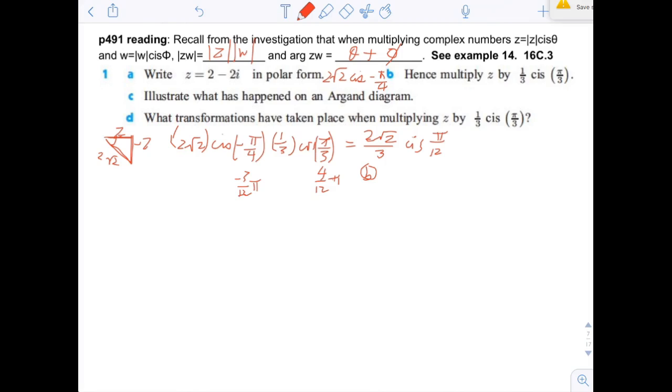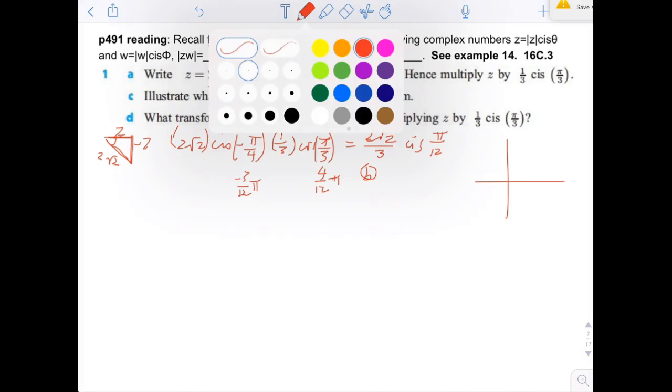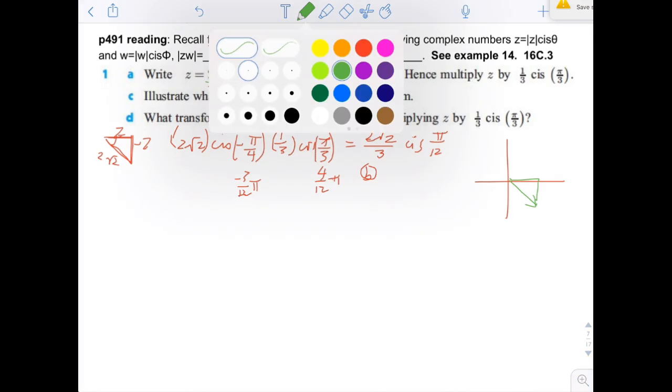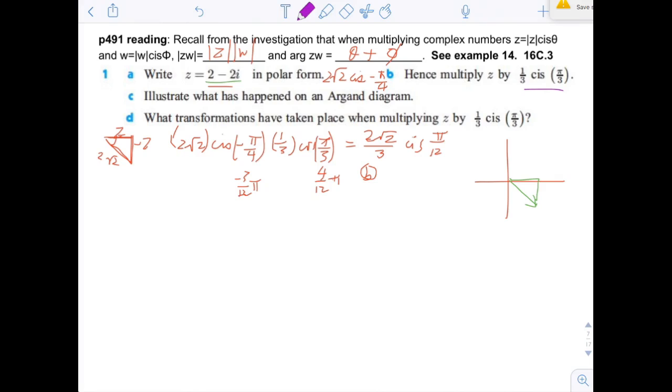Next one, illustrate what has happened on an Argand diagram. Okay, so first I'm going to draw 2 minus 2i on an Argand diagram. I'm going to draw that in green. 2 minus 2i, it looks kind of like that. And then the next thing I'm going to do is multiply it by 1/3 cis pi over 3. So that would look kind of like that.